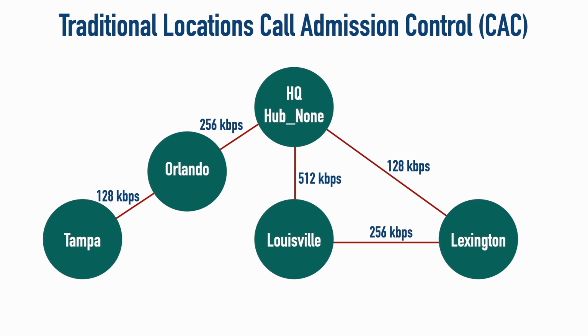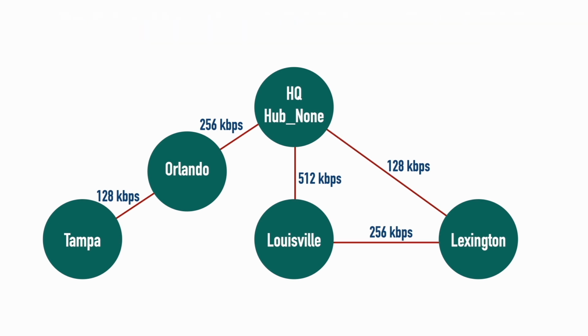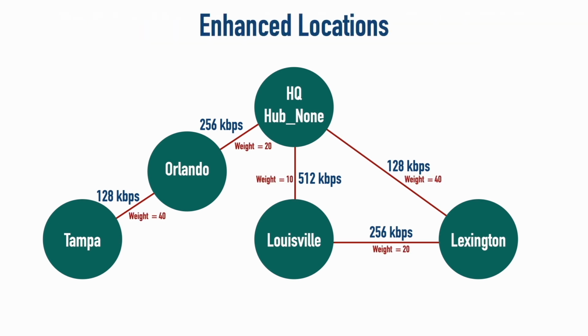Well, the great news is there's now something called enhanced locations. With enhanced locations, it's a lot like OSPF. With OSPF, we assign a cost to each link based on bandwidth, and we do a calculation to determine the shortest path in terms of cost to get from point A to point B. Well, with enhanced locations, we're going to specify weights based on bandwidth.